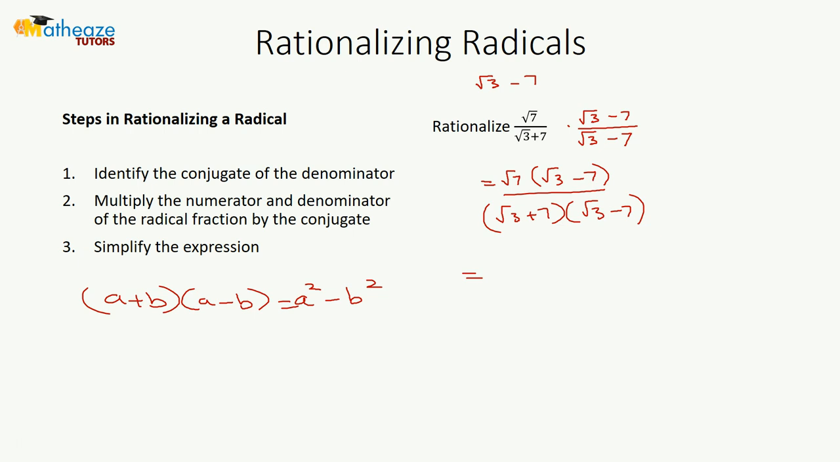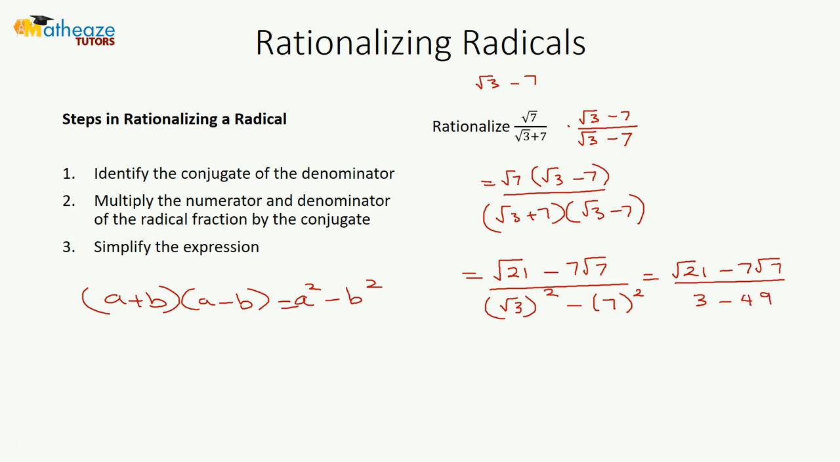Square root of 7 multiplied by square root of 3 is square root of 21, which is 7 times 3, minus 7 square root of 7. This is divided by square root of 3 squared. Let's go ahead and show it this way: minus 7 squared. So this is going to give us square root of 21 minus 7 square root of 7 divided by 3 minus 49.